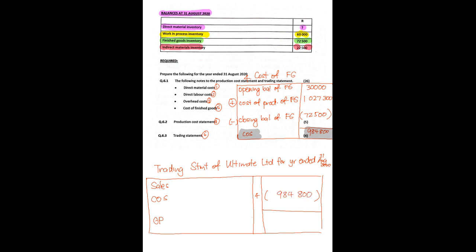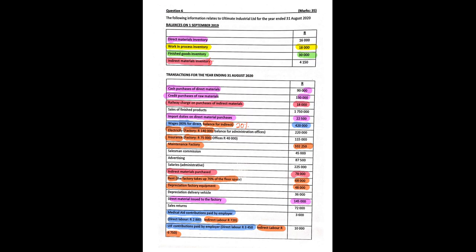Your sales must always be net sales. Net sales, and I'm just going to write the word net above it. Net sales is your sales less your returns. So here you need to look at, is there any returns? So from the information provided in terms of your sales and your returns, here's the sales of your finished products, 1,750,000. Here's returns at the bottom, 72,000.